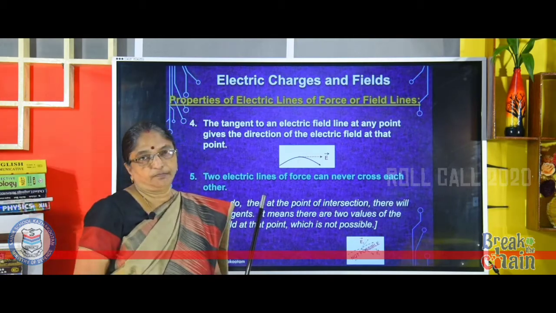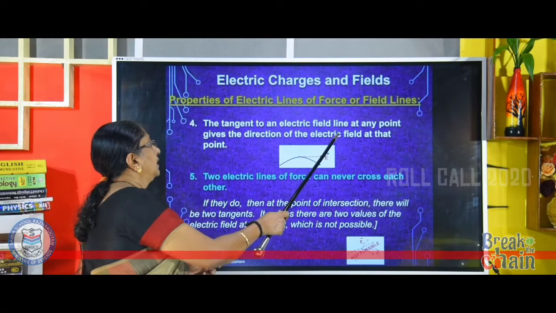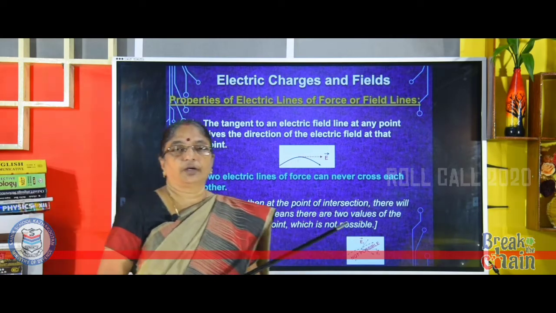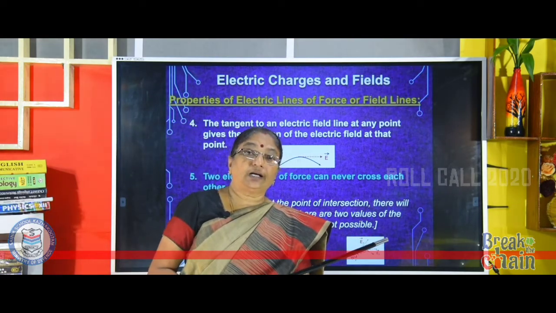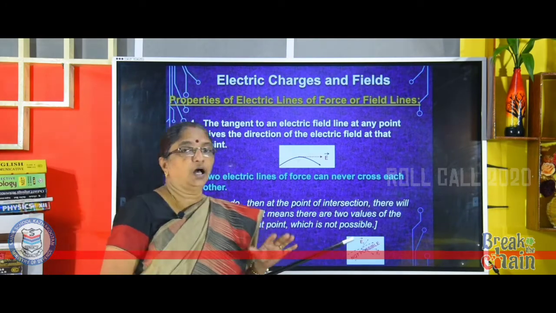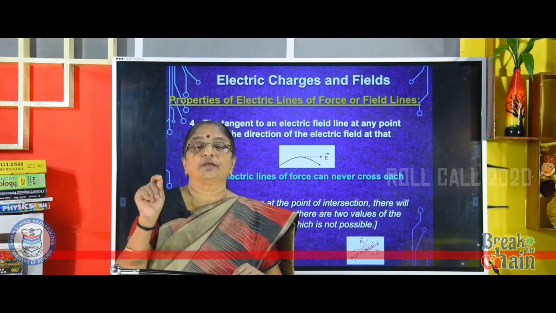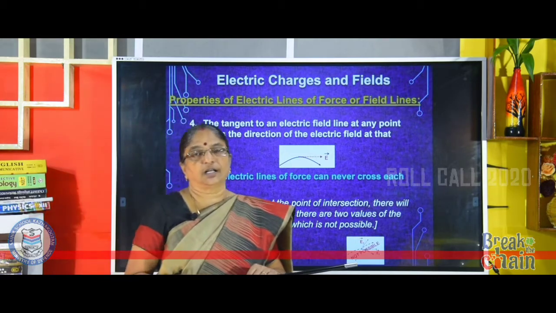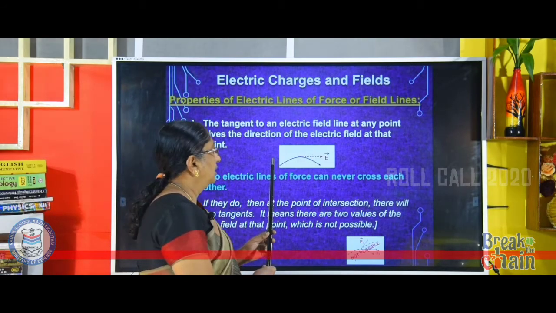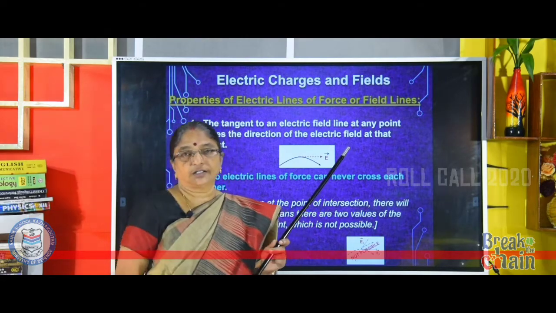Fourth property, another important property: the tangent to the electric field line at any point represents the direction of the electric field at that point. Like that you can define electric lines of force in another way also. Electric lines of force are the lines used for finding the direction of electric field intensity at any point by drawing the tangent at that point. See this picture? P is the point on the line, and the electric field intensity is represented by the vector.